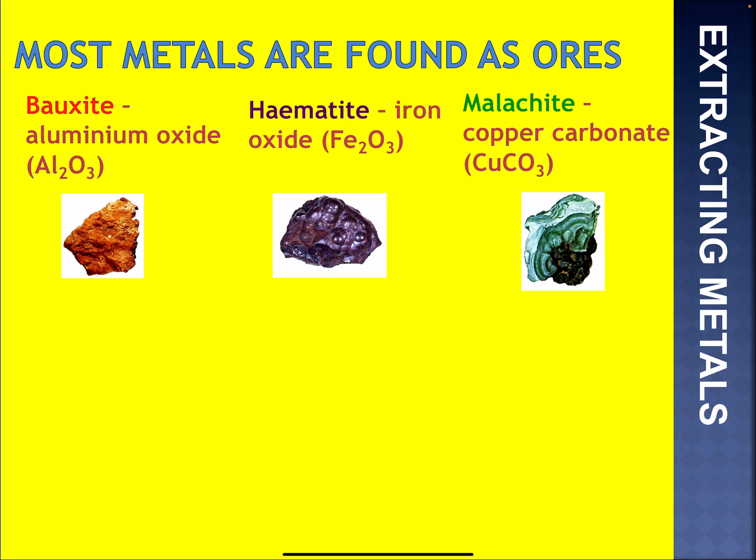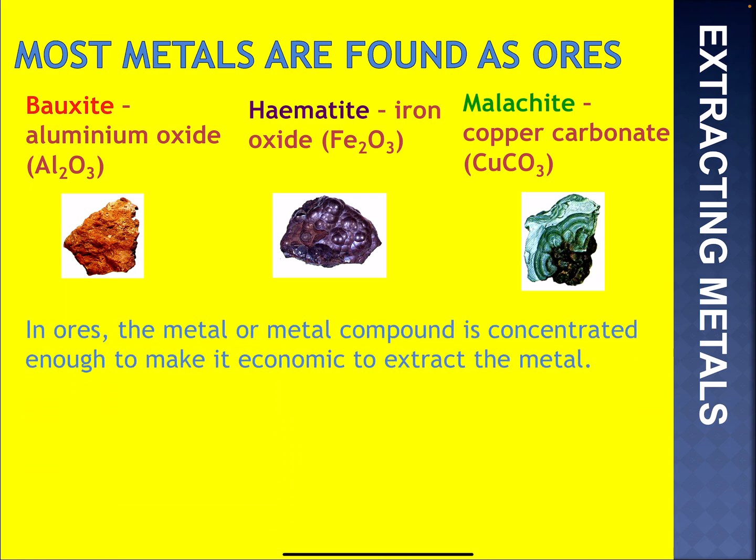Here we go. Most metals are found as ores. So you've got bauxite, which is aluminium oxide. You can see what it looks like. And from that we extract aluminium. You've got hematite, and that's what it looks like. It's iron oxide, and from that we extract iron. Now, you might have heard of hemoglobin. What hemoglobin and hematite have in common is iron. Moving on, malachite, copper carbonate, you can see the colour of it. And from that we extract copper.